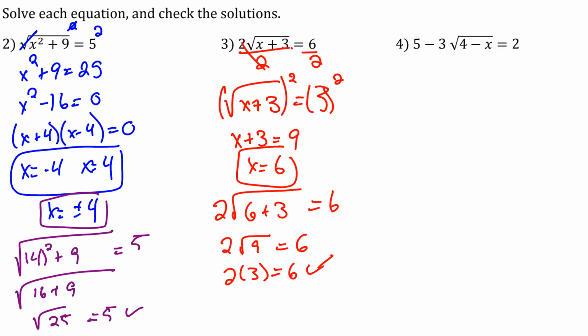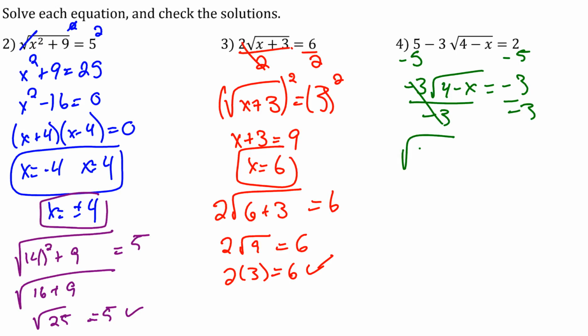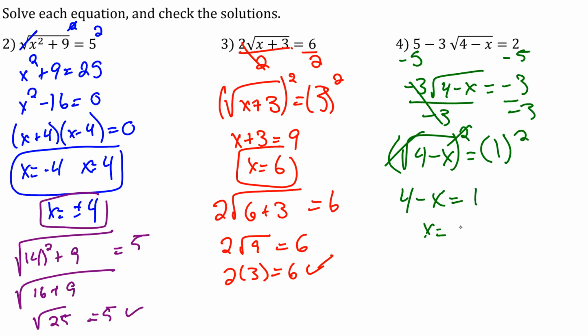And finally, I need to isolate my radical over here. It looks confusing, the order that it's written in, but I'm going to have to subtract that 5 over. Negative 3 square roots of 4 minus x equals negative 3. And divide both sides by negative 3, and get the square root of 4 minus x has to equal positive 1. Square both sides now that I isolated the square root. 4 minus x is 1. Add x, subtract 1, and you get x equals 3, because 4 minus 3 is 1.